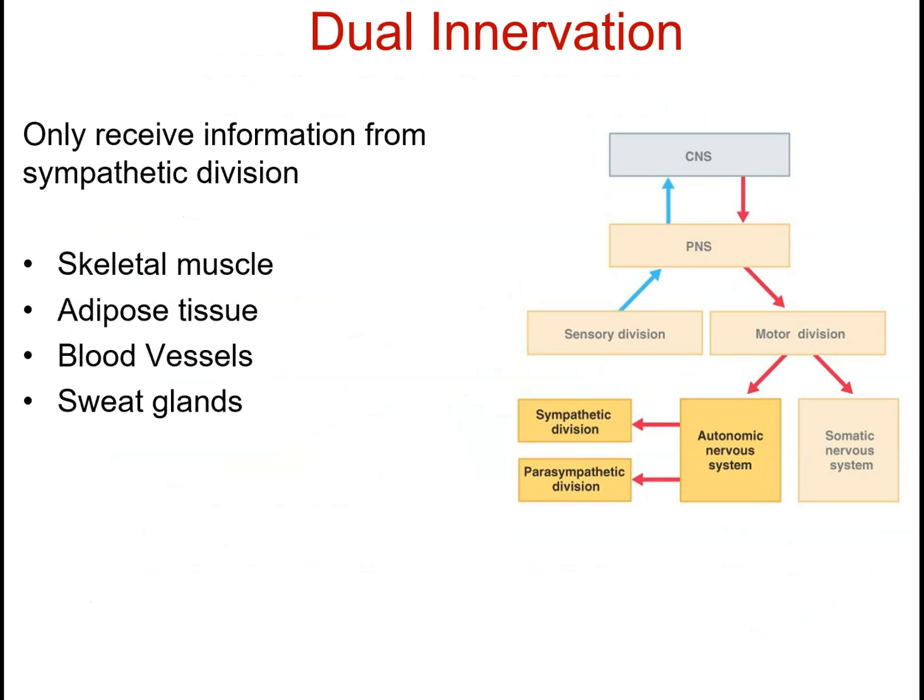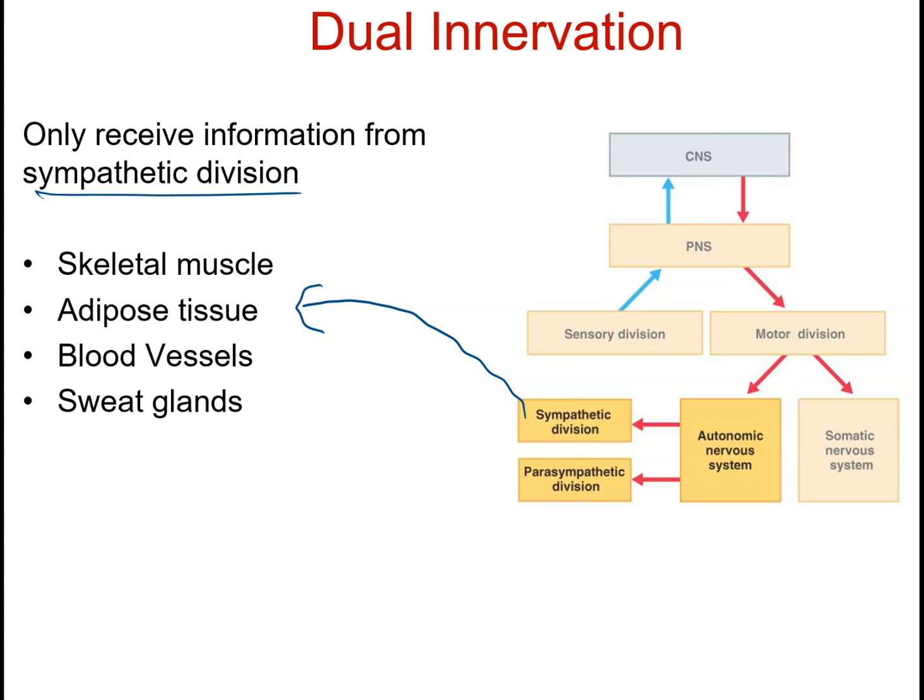Another thing is that most organs are dually innervated. So that means that most organs get information from both the parasympathetic and the sympathetic, which makes sense, right? But there's a few organs that are only innervated by your sympathetic nervous system. And these are your skeletal muscle, your adipose tissue, your blood vessels, and your sweat glands.